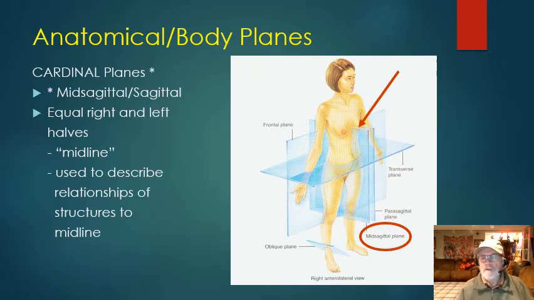Now obviously we're not totally symmetrical. One side might be a little bit bigger than the other side, might be a little longer, whatever the case may be, but this basically says it's essentially dividing the body into equal sides. And what happens is it all meets at that central point somewhere down in there where all three planes come together. So the other two planes will be perpendicular to the sagittal or mid-sagittal plane. Okay, so that's called the sagittal or mid-sagittal plane.